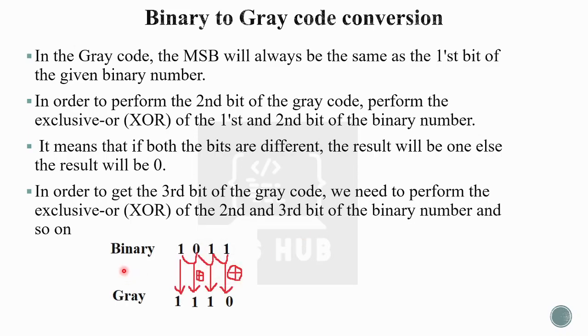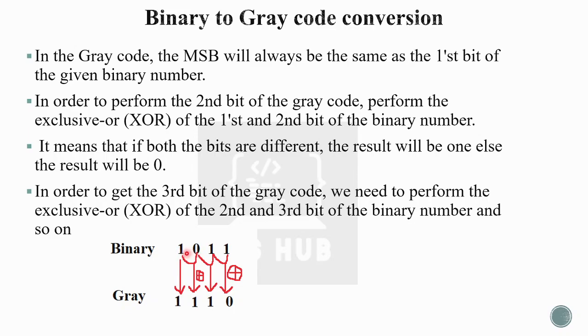Let's consider an example. This is our binary number 1011. We have to convert this number into a gray code. So the first bit will be the same in the gray code. I have written the 1 over here. This 1 is copied here. Next, to get the second bit of gray code, perform the XOR operation of the first and second bit of the binary number.